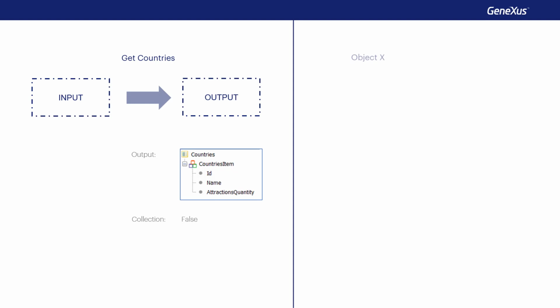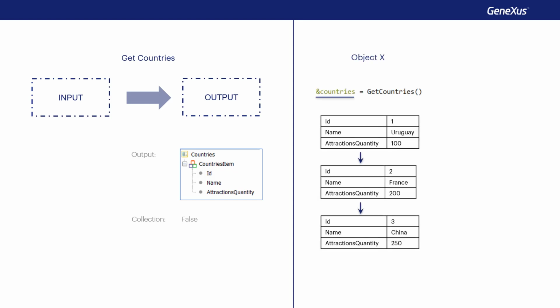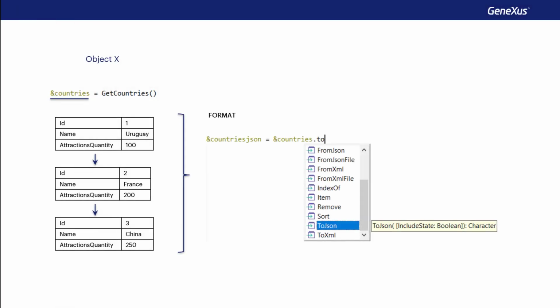In this example, the data provider caller is assigning its result to the countries variable of the same data type as the output. This result will be a specific collection in memory with specific values, those calculated within that data provider. Then, the program that's working with that variable can do anything with it. For example, convert its content to JSON format. Here, Genexus offers different conversion methods between SDTs and some of those other formats.